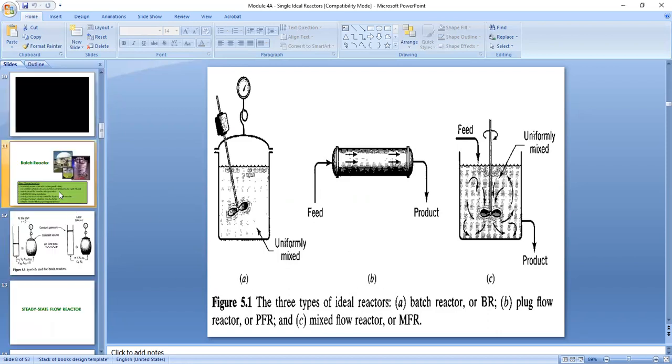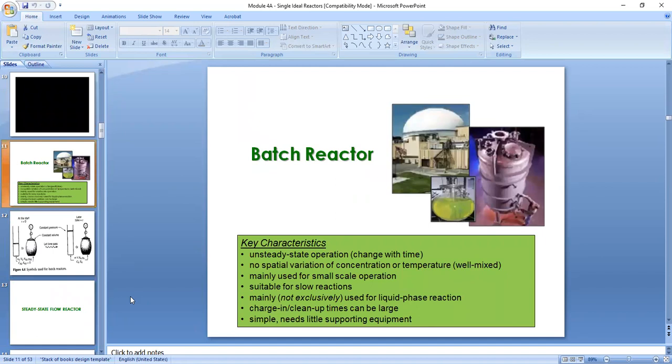Then we discussed the characteristics of the batch reactor, primarily suited for small-scale operation, and it has little, if any, supporting equipment needs at all. It is also suited for slow-paced reactions.